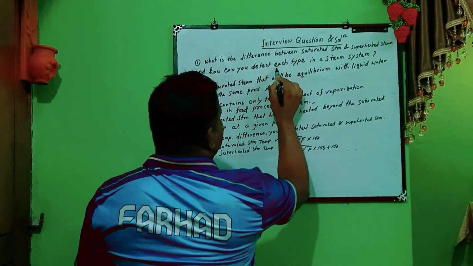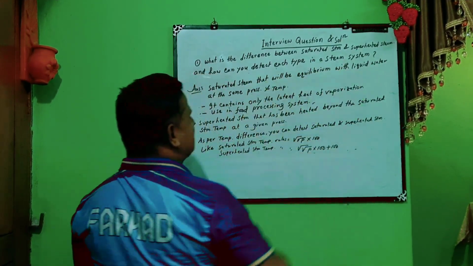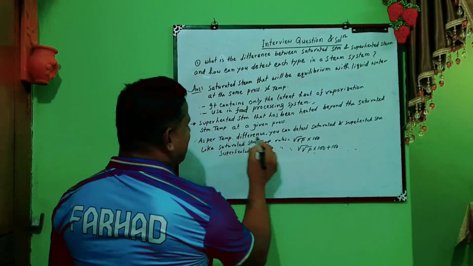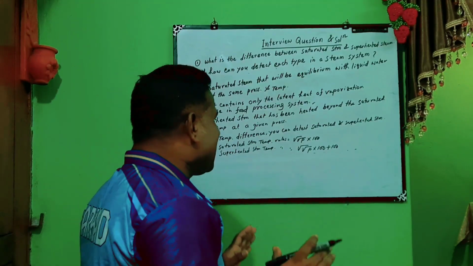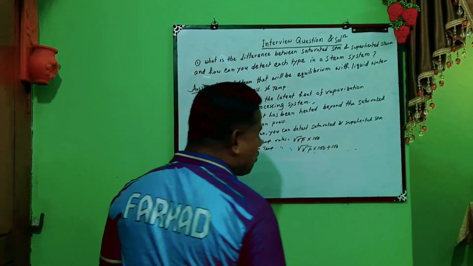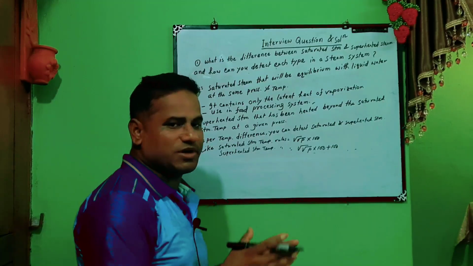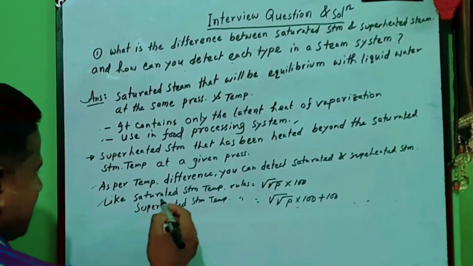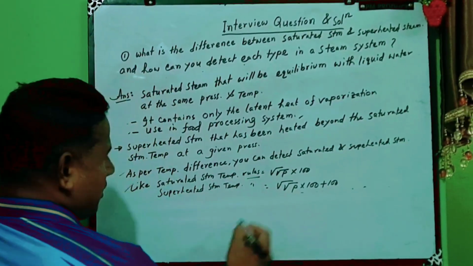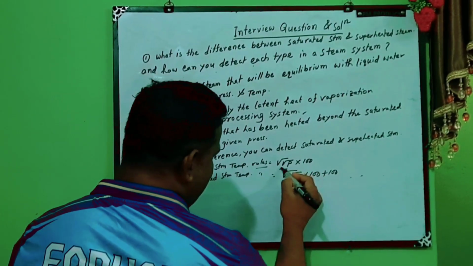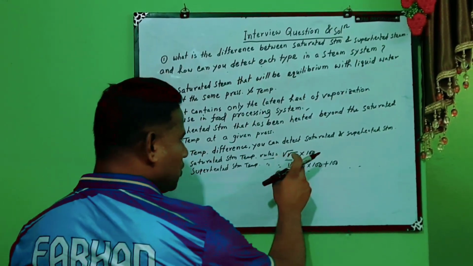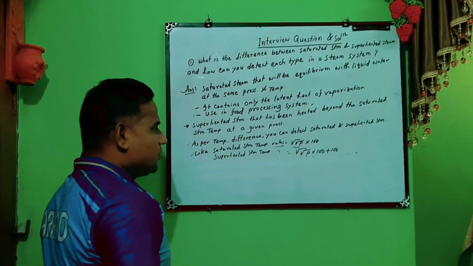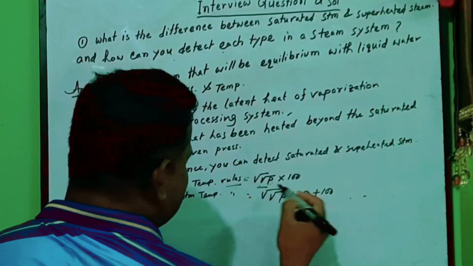How can you detect each type in a steam system? As per the temperature difference, you can detect saturated steam and superheated steam. Which steam is saturated and which is superheated, you can easily identify from the temperature. The saturated steam temperature has one rule: the square root of P, where P means pressure, multiplied by 100. If you use this rule, you can easily understand.